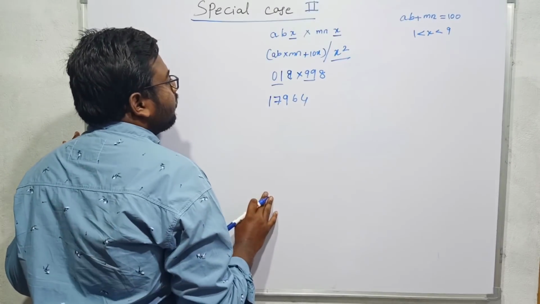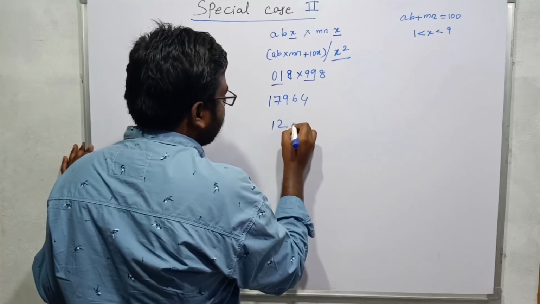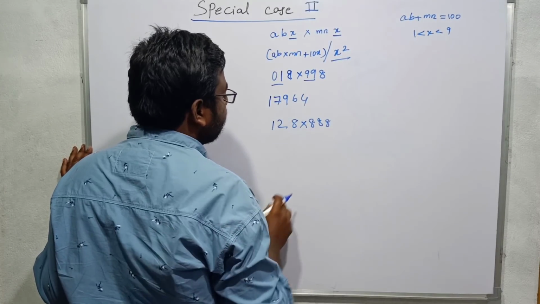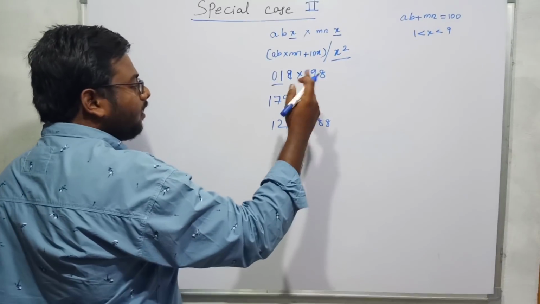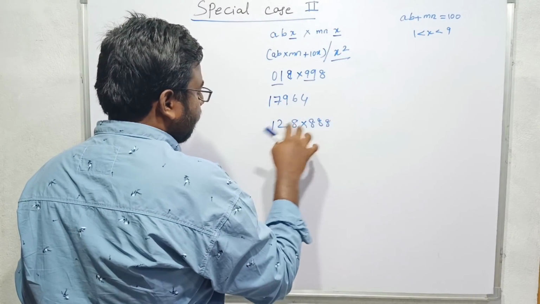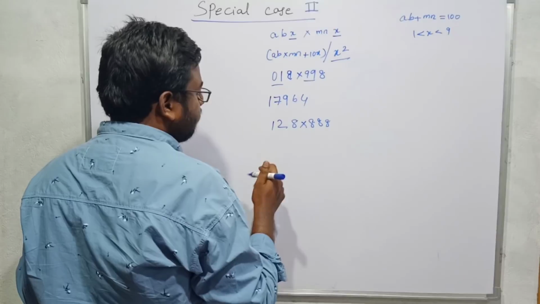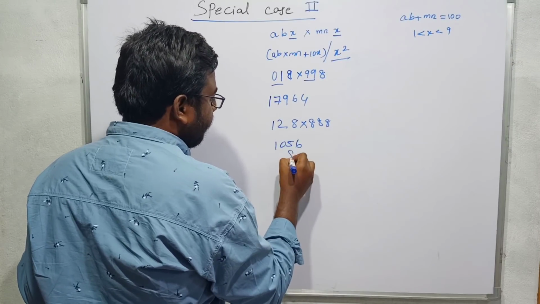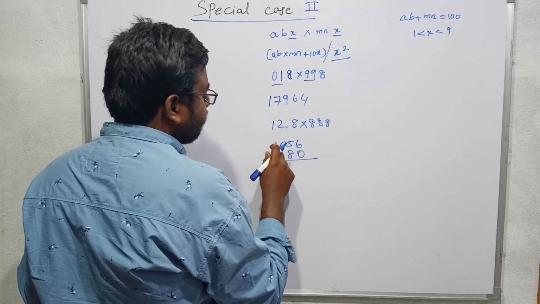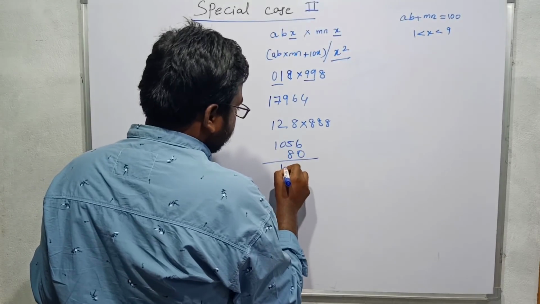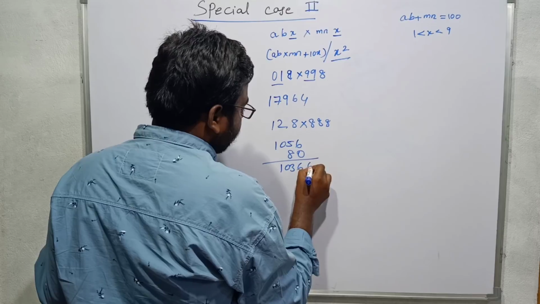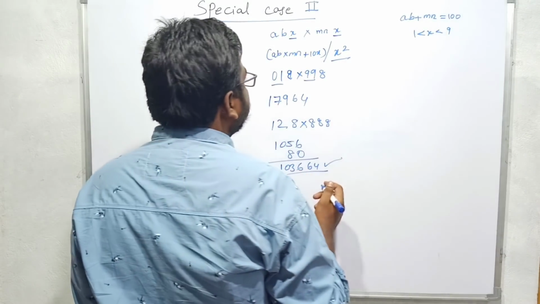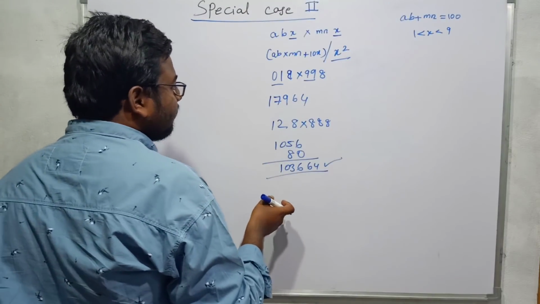For example, if I have to calculate 128 into 888, 12 plus 88 is 100, so I can calculate this. 12 8s are 96, plus 9 gives 1056, plus 80. What is the value of 1056 plus 80? 103664 will be the answer for this. In this way you can repeat.